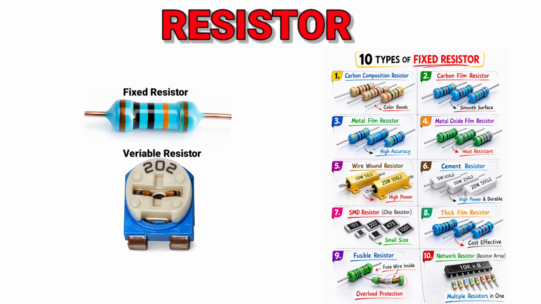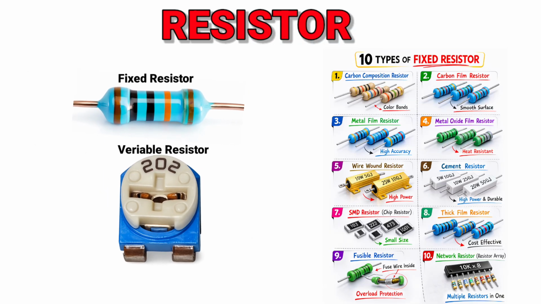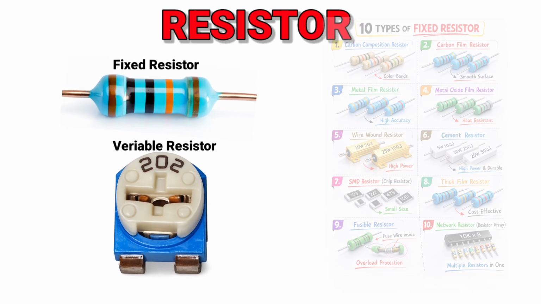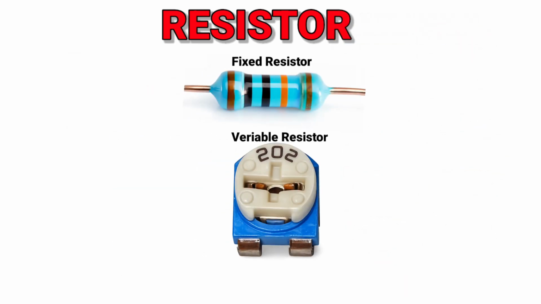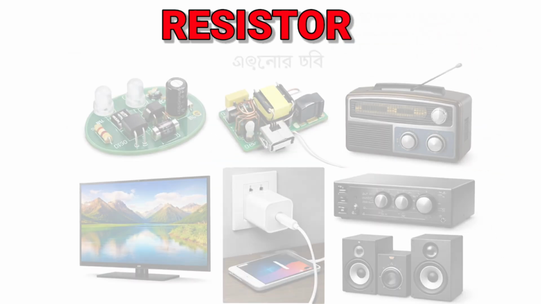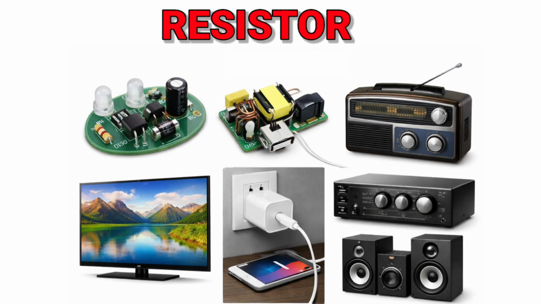There are different types of resistors. Fixed resistor and variable resistor are most common. Resistors are used in almost every electronics device. They are used in LED circuits, chargers, radios, TVs and amplifiers.